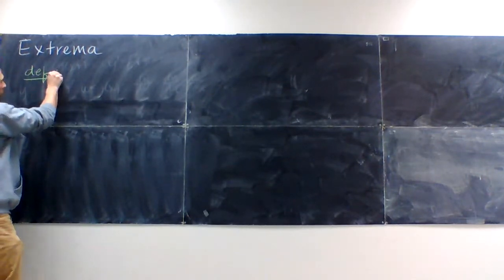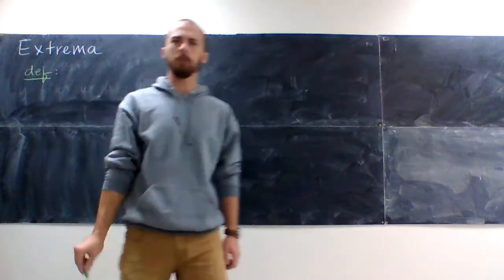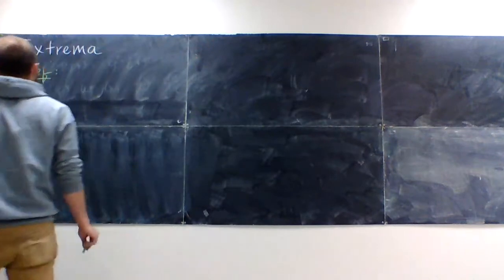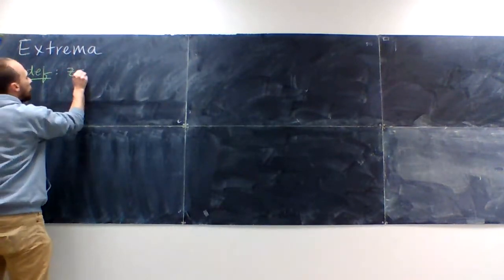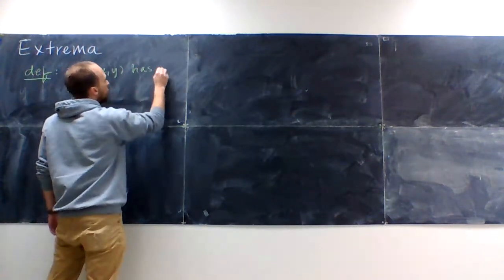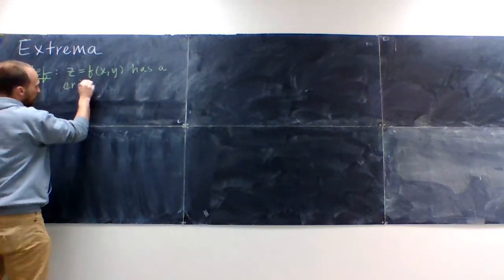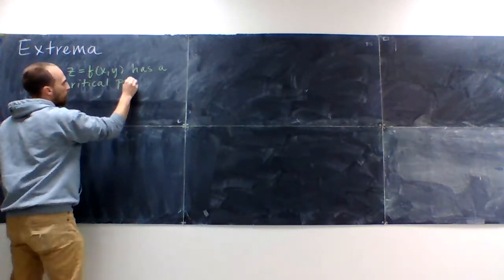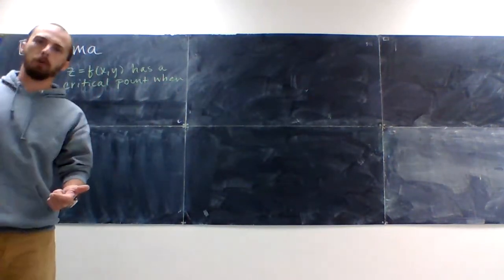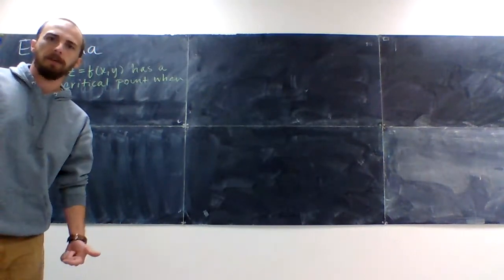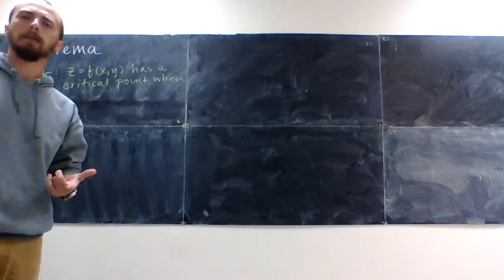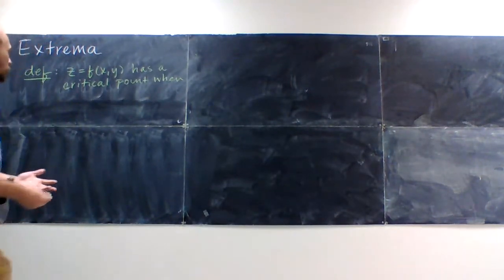in AP calculus was a place where the derivative was either 0 or undefined. But we don't really have the derivative right now, so what are we going to do? So we say that z equals f of x and y has what we would call a critical point when either the gradient is 0 or one of the partials is undefined. One of the partials being undefined would cause the gradient to not be defined, but it's more specific for us to say that one of the partials is undefined.